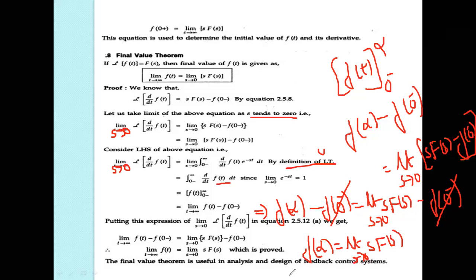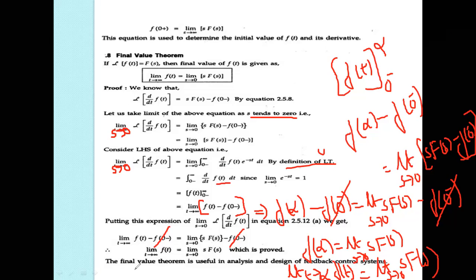Now I am writing in the LHS the limit t tends to infinity, f of t, because I am substituting t as infinity here, is equal to the limit s tends to 0, s into F of s. Got it, my friend? I am taking the limit t tends to infinity of f of t minus f of 0 minus. There is no s term, only t terms here, so minus f of 0 minus and minus f of 0 minus get cancelled. Finally, the limit t tends to infinity f of t is equal to the limit s tends to 0, s into F of s.